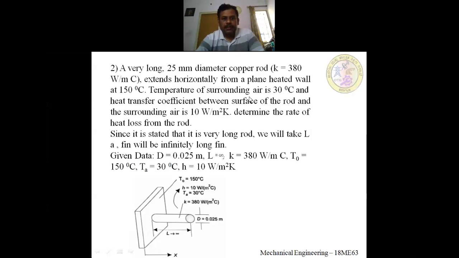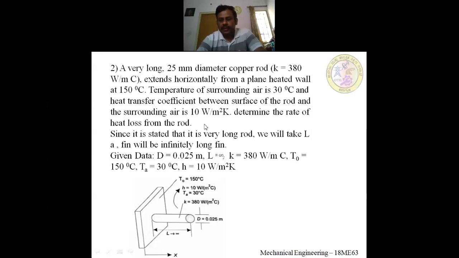Next, the temperature of the surrounding air, TA, they have given as 30 degrees Celsius, and the heat transfer coefficient also they have given, 10 watt per meter square Kelvin. Determine the rate of heat loss from the rod. To calculate heat loss, since they have stated that it's a very long rod, we will take the length of the fin to be an infinitely long fin. So this is a case of a very long fin, since they told us it's very long.